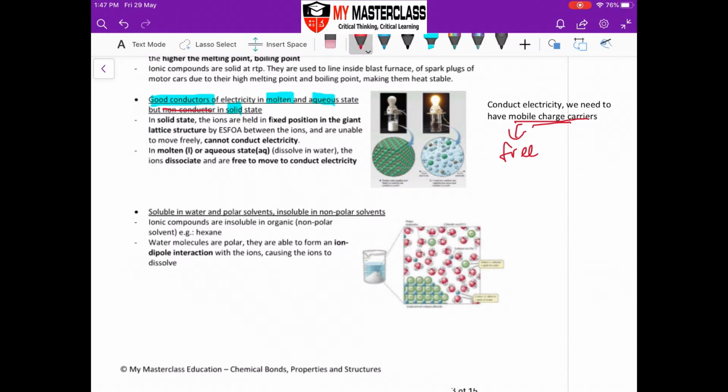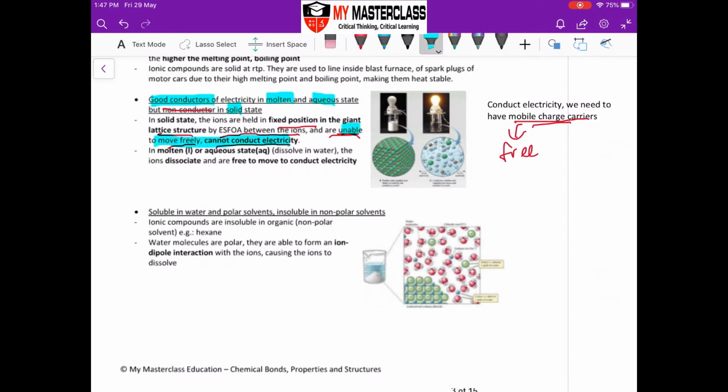The ions are held in fixed position in a giant lattice structure by strong electrostatic forces of attraction between the ions, and they are unable to move freely, so they cannot conduct electricity. If you remember solid state in kinetic particle theory, the particles are arranged vibrating about fixed position. So they are fixed and vibrating. They are not mobile, they are not free, so they cannot conduct electricity.